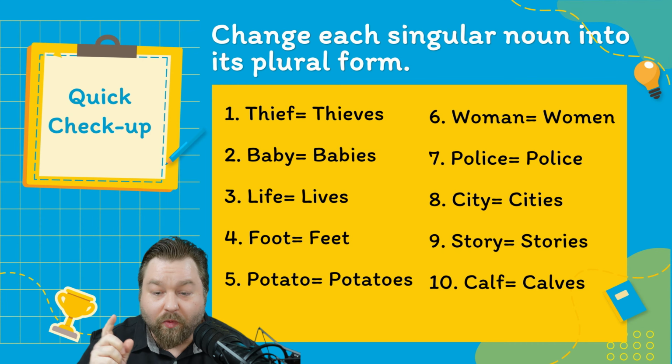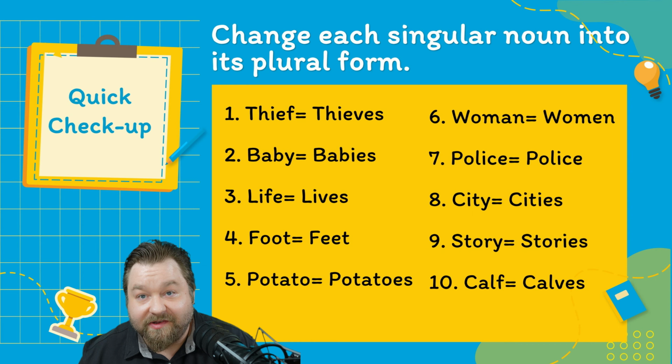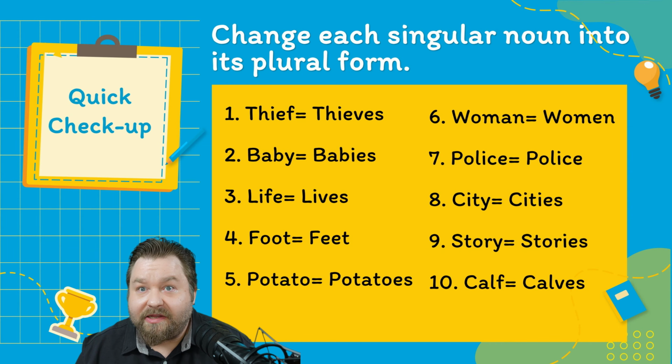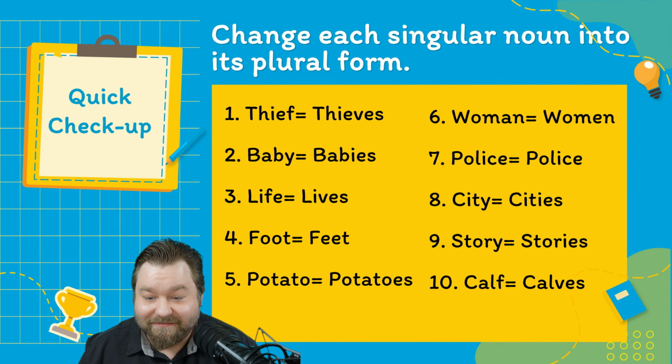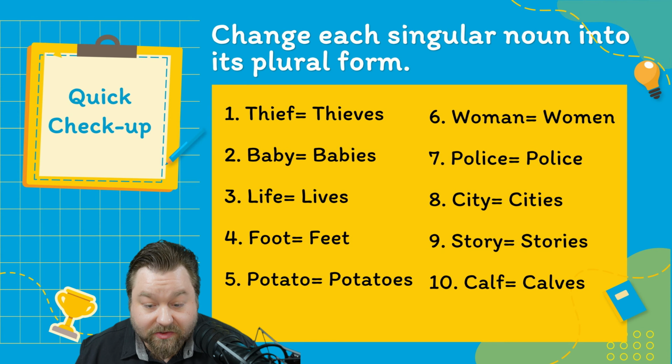Number 6, woman. Women. Number 7, police becomes police, just like deer. It's one of those singular is plural, identical, same ones. Number 8, city. Change that Y to an I and add ES, cities. Number 9, story. Same thing. Y to an I and add ES, stories. Number 10, calf, right? Like a baby cow. Calf. Or part of your leg.